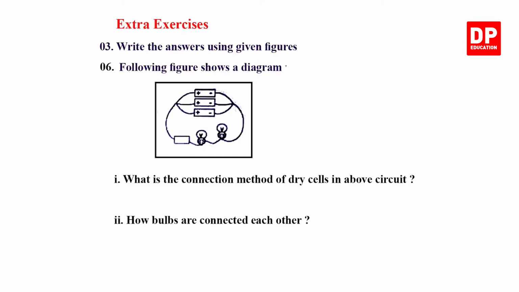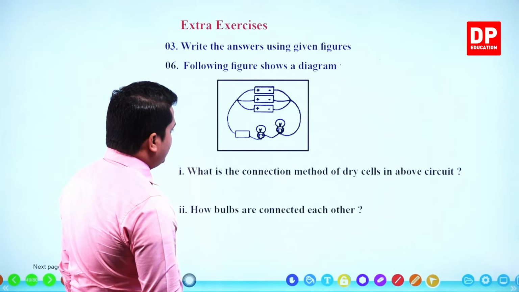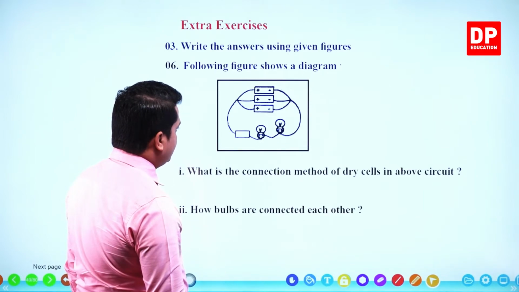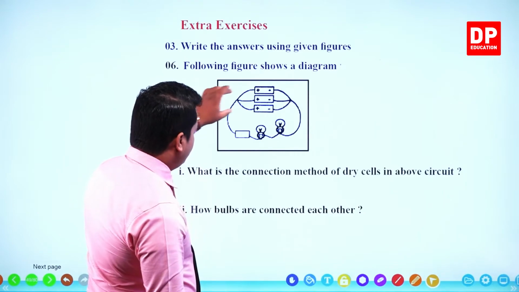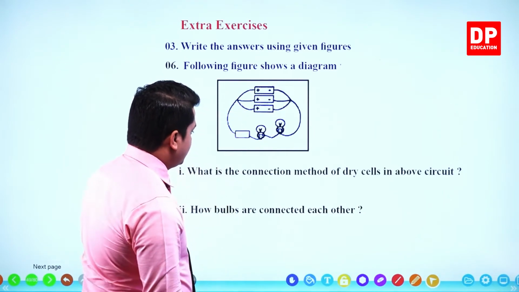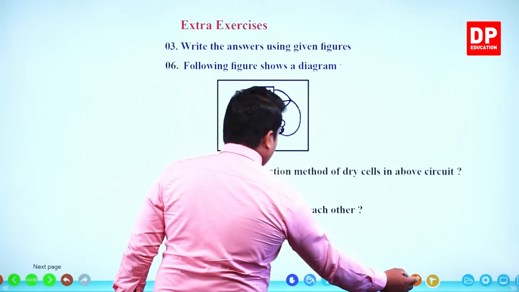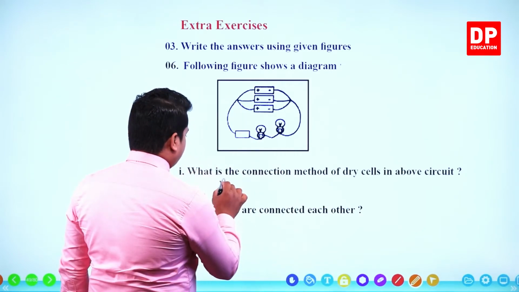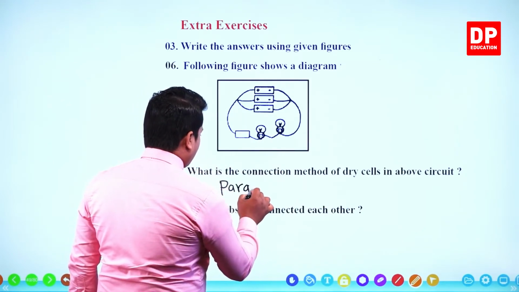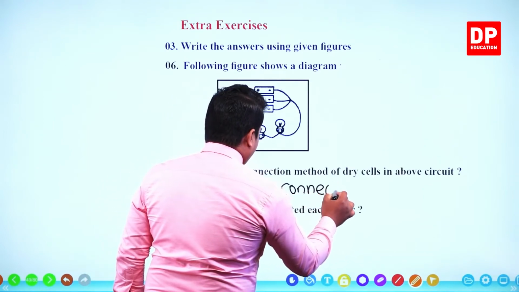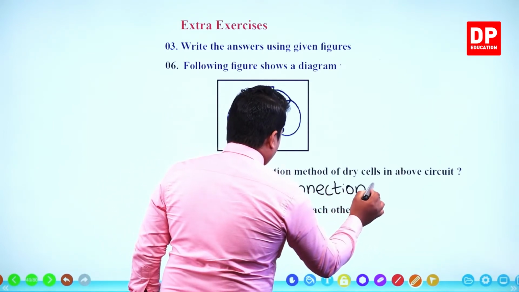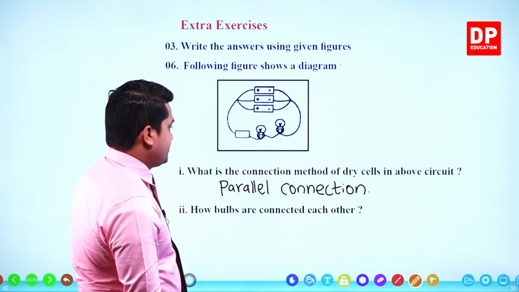So there is a figure given here. The following figure shows a simple diagram. What is the connection method of dry cells in the above circuit? So positives with positives, negatives with negatives. So this is a parallel connection.